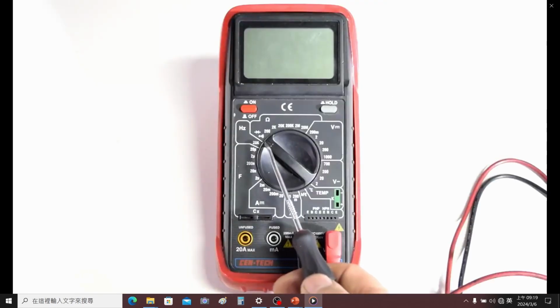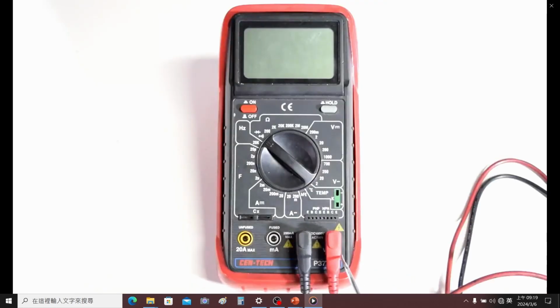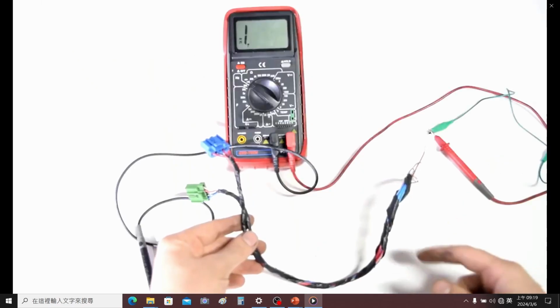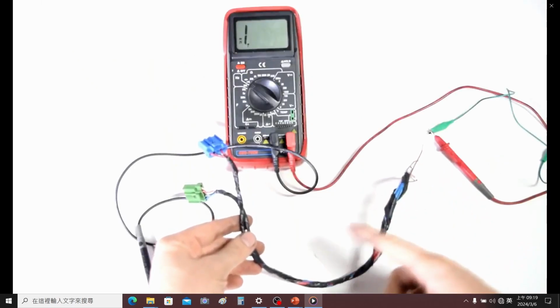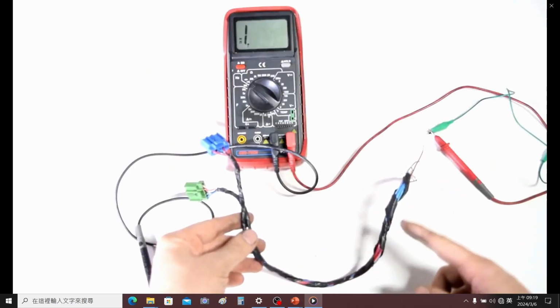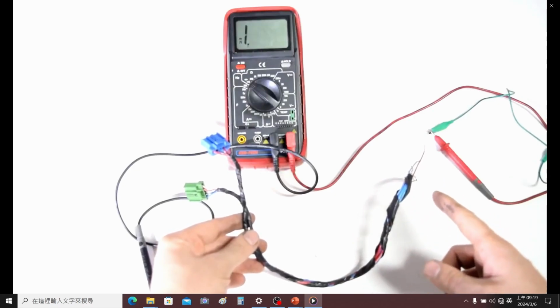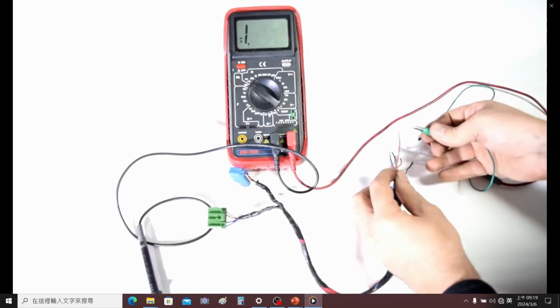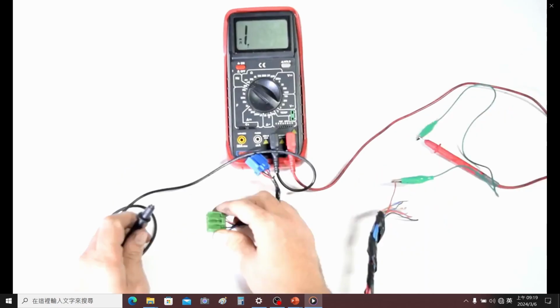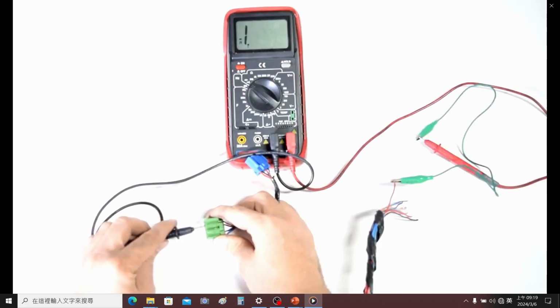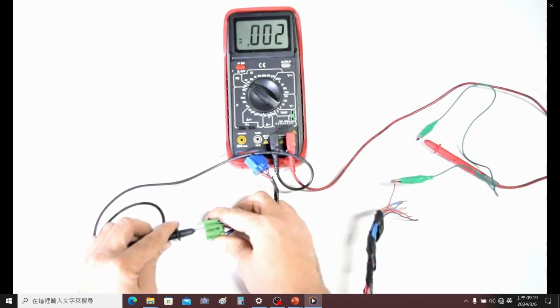Since we're still in the resistance setting, our test leads stay in the same area. For example, if you wanted to make sure the wires that go to this connector are in good shape and that electricity or current can travel through them, you would attach one of your test leads to one end, and your other test lead to the corresponding pin on the connector. If you hear that beep, that means you got continuity.